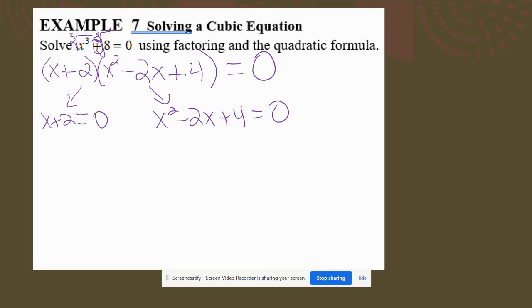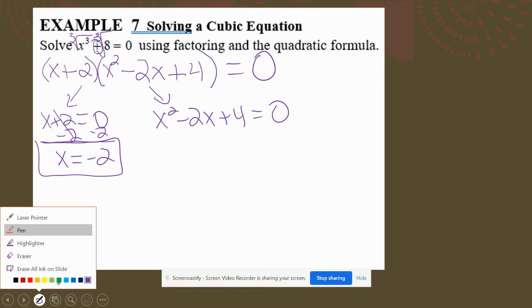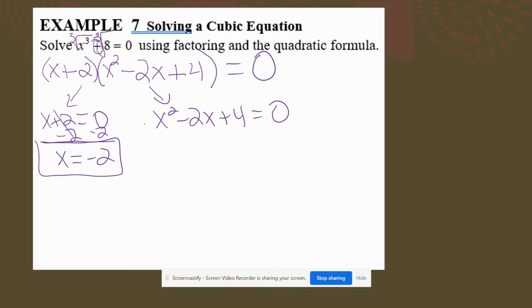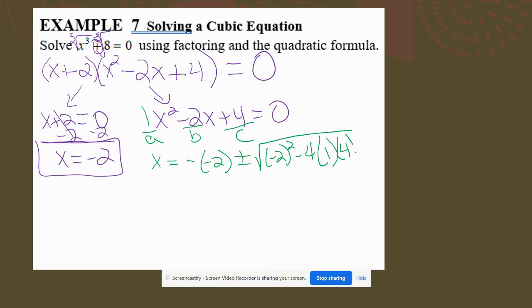Over on the left side, solving for x is really super easy. We're just subtracting 2 to the other side, and that solution is x is equal to negative 2. On the right side, however, we know this is not factorable, so we either have to complete the square or use the quadratic formula. If I'm using the quadratic formula, I have a is 1, b is negative 2, and c is 4. So x is equal to negative negative 2 plus or minus the square root of negative 2 squared minus 4 times 1 times 4, all over 2 times 1.